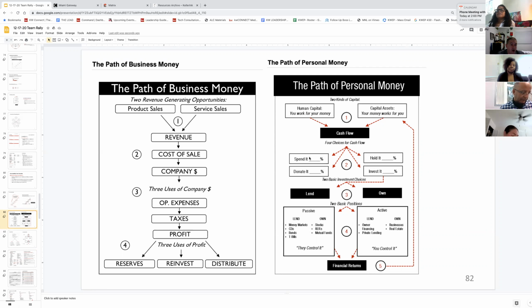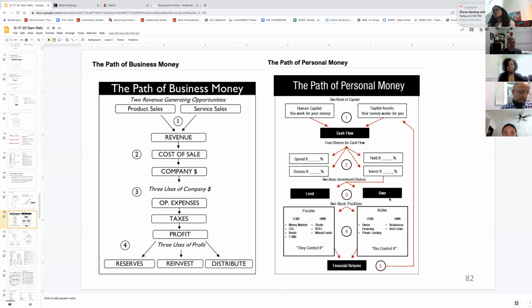You can sit on it, which means put it in a savings account, or put it in the roof or under the bed. You can donate it, which is tithing, or you can invest it. There's nothing else you could do with your cash flow. If you invest it, there are 2 ways to leverage investing. You can lend it, or you can own it.